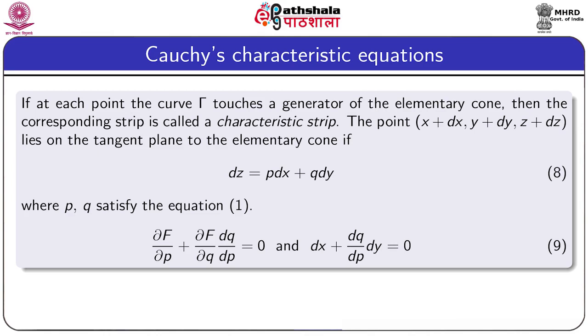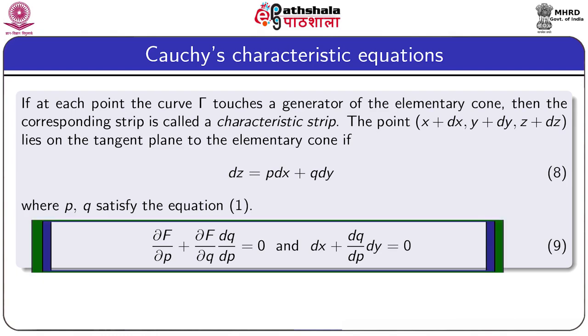So, let there be a point neighboring the point (x, y, z) and having coordinates x plus dx, y plus dy, z plus dz. It lies on the tangent plane to the elementary cone, so dz must equal p dx plus q dy, where p, q satisfy equation 1, which means the given equation. Now, from equation 1, if we take the derivative with respect to p, we get del F del p plus del F del q dq/dp equals 0.